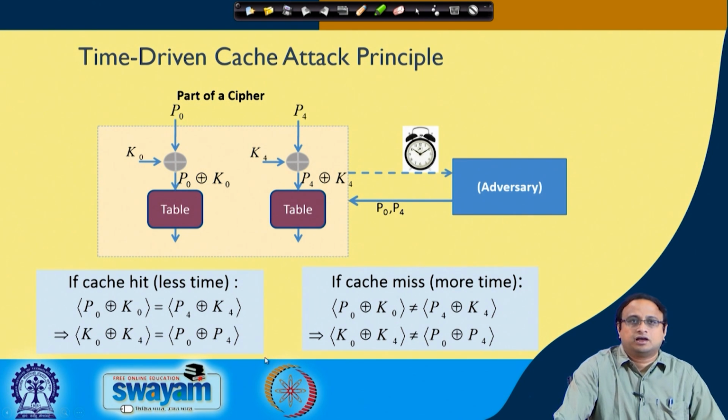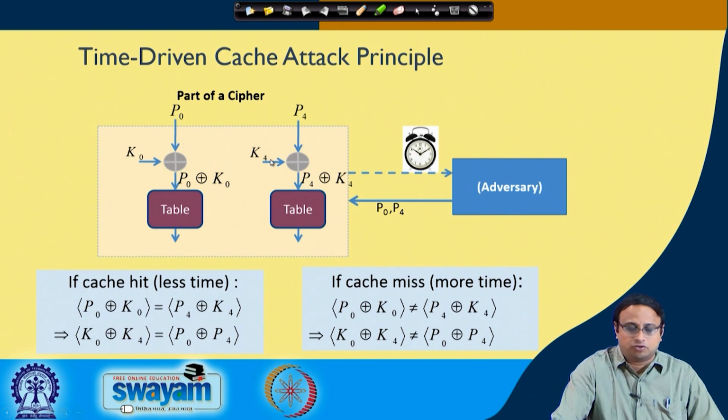Observe that suppose you have a cipher like AES, in which there are different parts of the key. For example, K0 and K4 here are symbolic of two parts of the key. Both of them are XORed with the plaintext. K0 is XORed with P0, which is a part of the plaintext, and P4 is XORed with K4, and both of them create a virtual address: P0 XORed with K0, and in this case P4 XORed with K4.